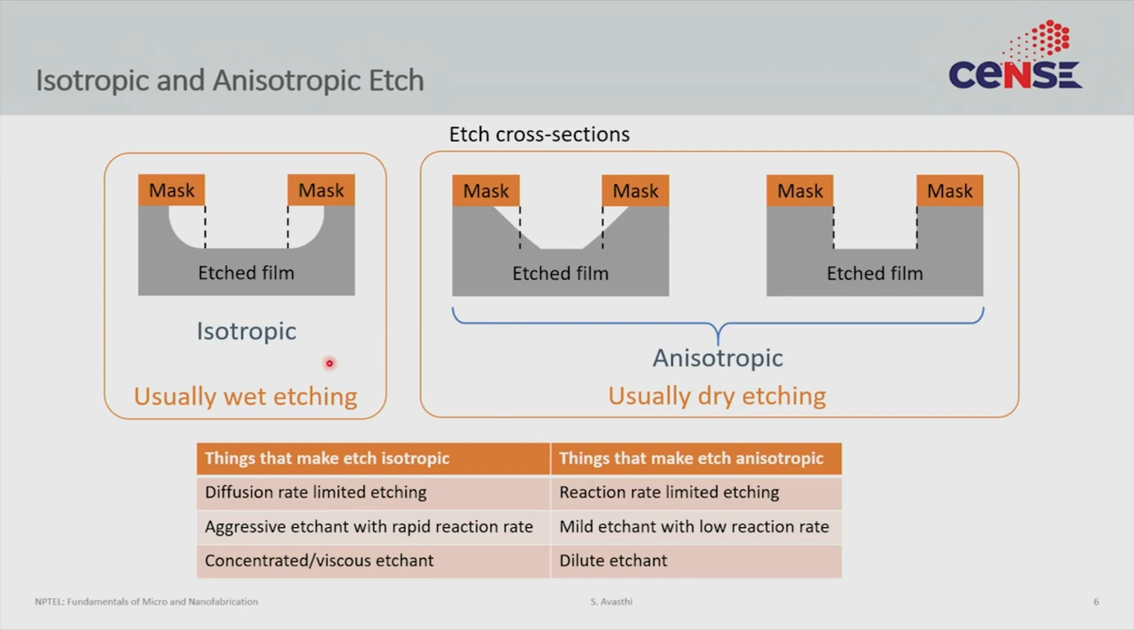You can get wet etches that are anisotropic, and you can get dry etching recipes that are isotropic, but those are details that we shall discuss when we come to them. The second thing we have to understand right now is things that tend to make recipes isotropic and things that tend to make recipes anisotropic.